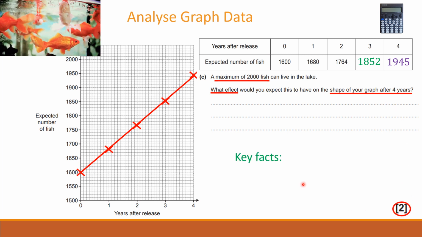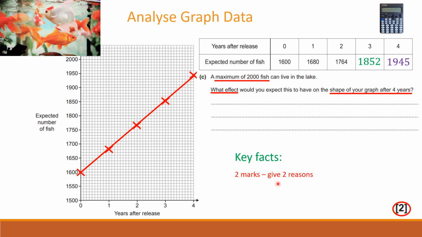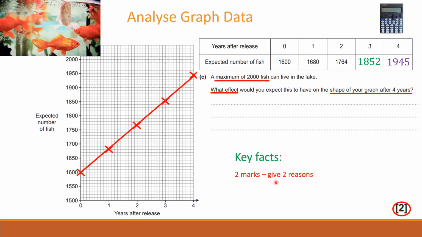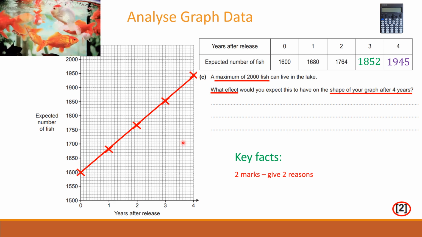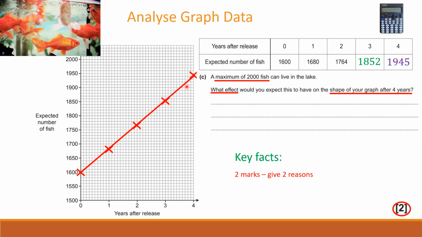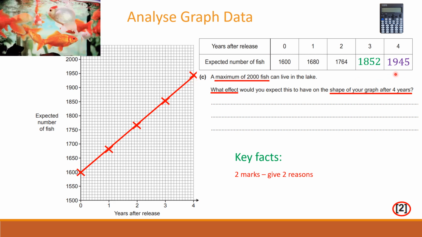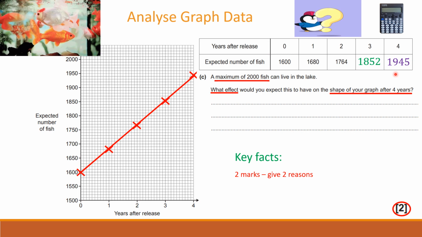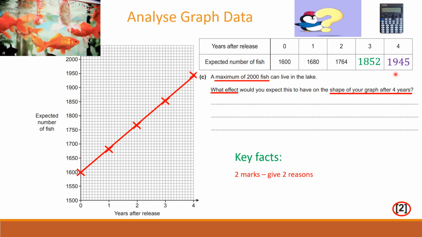Now, the key facts for this question are that you have been given 2 marks, which means you have got to give 2 reasons. So the question was worth 2 marks, so you have to write down 2 things that might happen after the 4th year. So we know what happens for the first 4 years, it increases in a straight line. But what is going to happen after this point here? What will happen to the shape of the graph? Press pause, think about your answer, and then press play when you're ready to hear your answer.